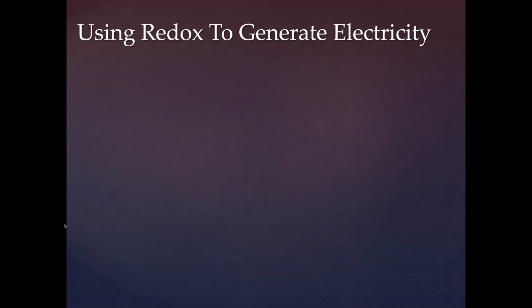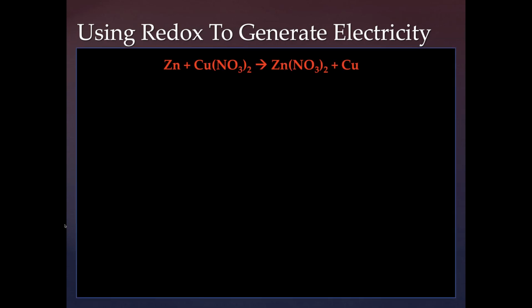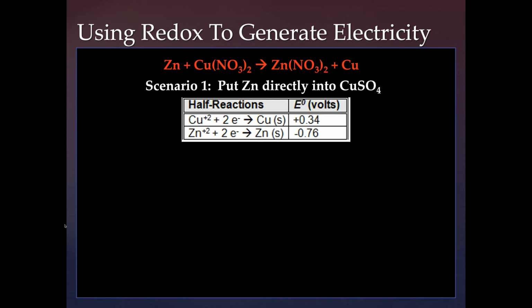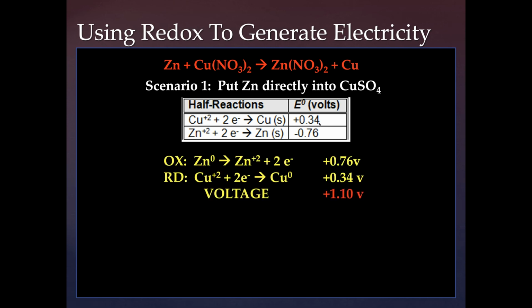So we can use oxidation and reduction reactions to generate electricity. For example, if I take zinc and put it into copper nitrate, I'm going to get an exchange of electrons. If we put the zinc directly into the copper sulfate, the zinc will be oxidized, positive 0.76 volts. The copper will be reduced, positive 0.34 volts, and we'll get a positive 1.10 volt cell. Okay, that's actually what you call it.